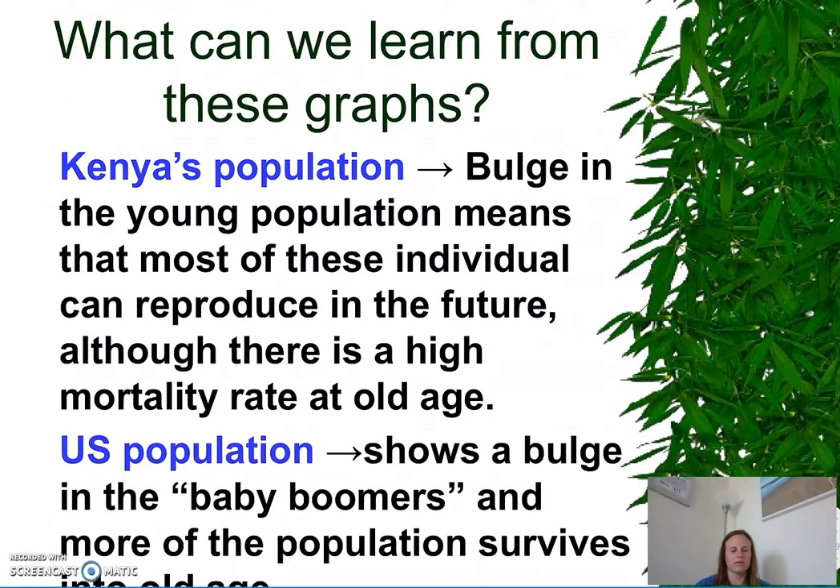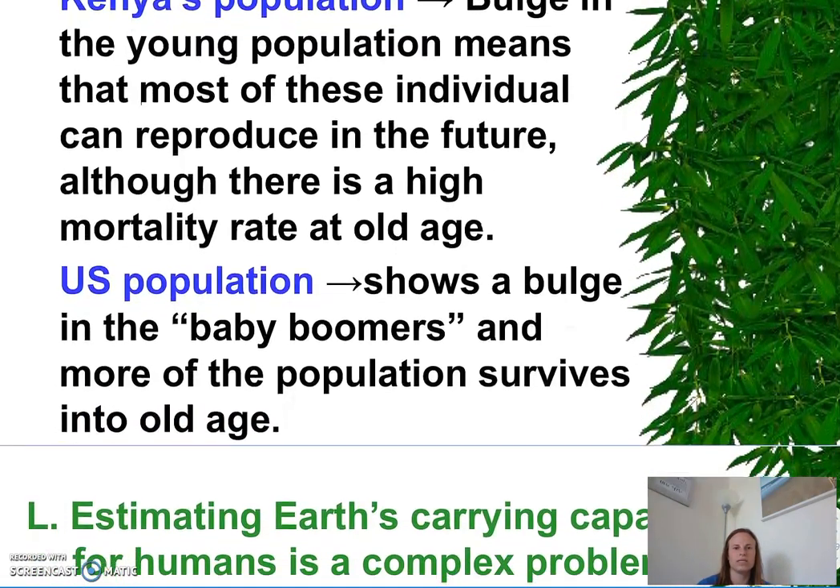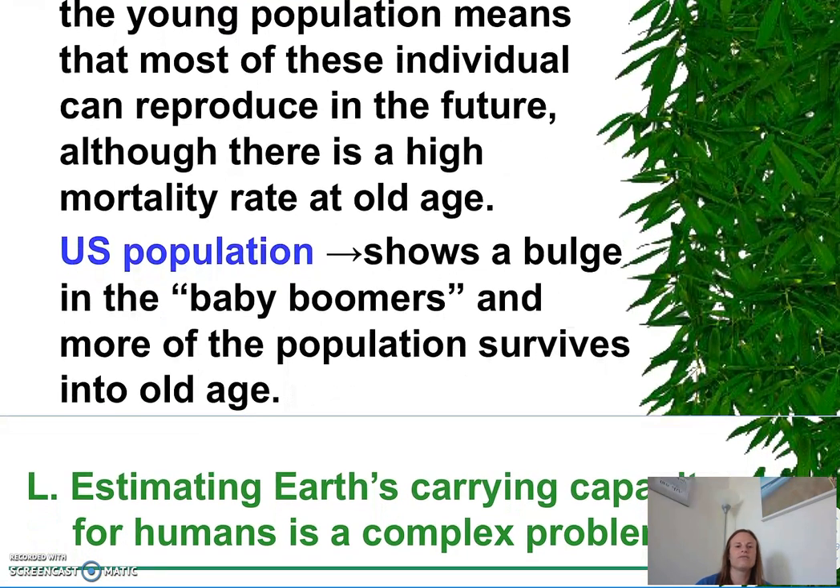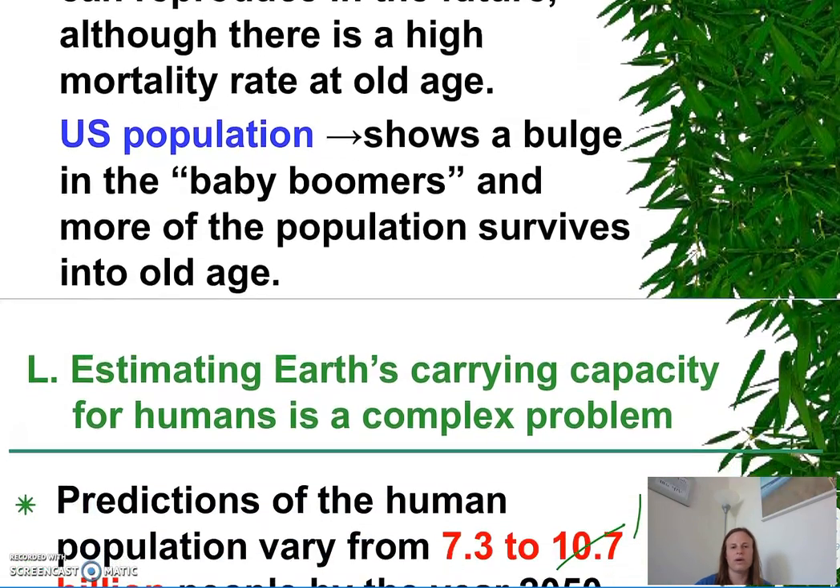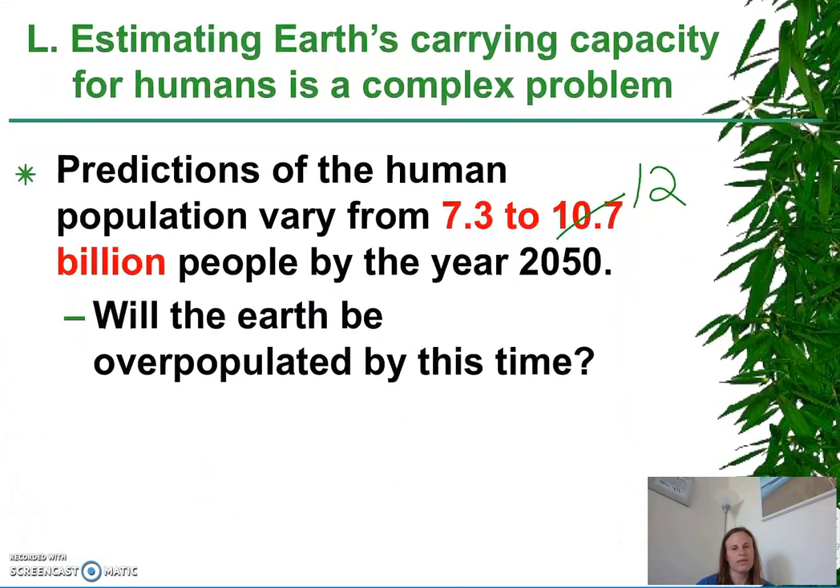So these are some things that we can learn from the graphs. Kenya's population means that the individuals that can reproduce in the future are what most of that population contains. The US population shows a bulge representing the baby boomers.